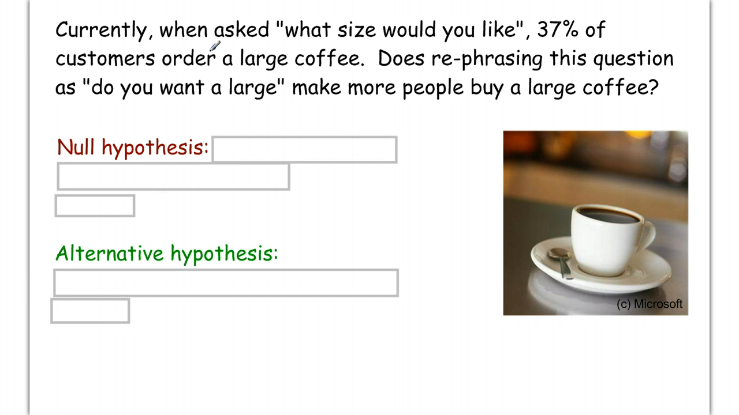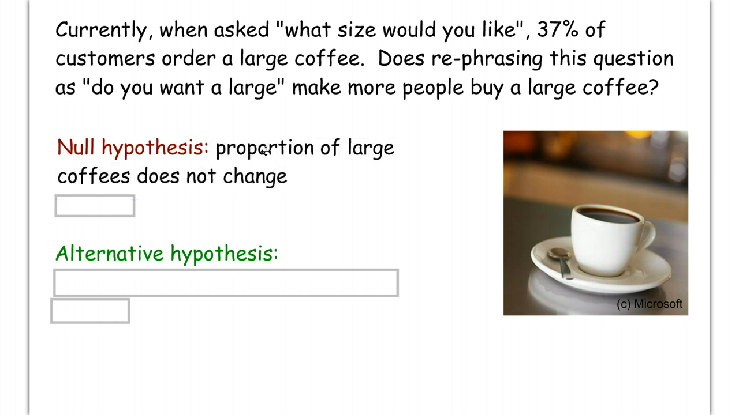Another one here, it says, currently when asked what size would you like, 37% of customers order a large coffee. Just rephrasing this question as, do you want a large, or would you like a large, make more people buy a large coffee? If you think that this is true, that doesn't change the fact that your null or starting hypothesis is always no change. The proportion of large coffees does not change. People don't buy any more or any less if you change the way you say it.